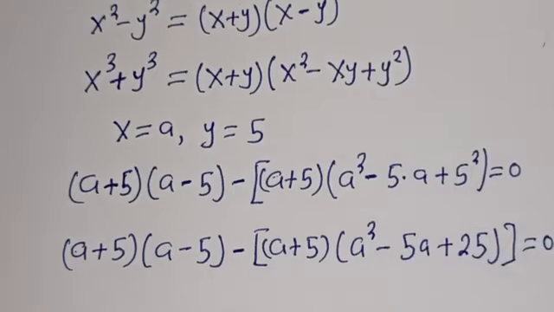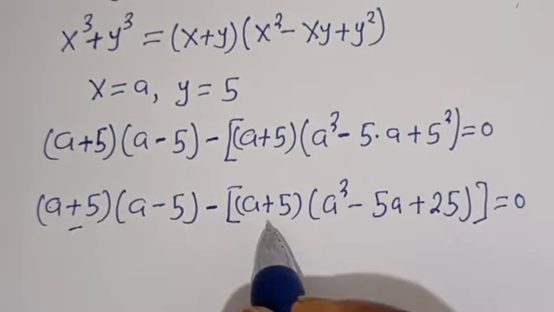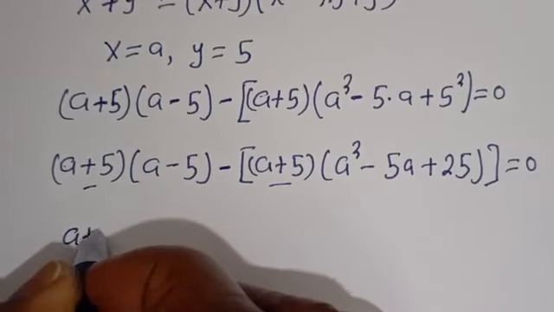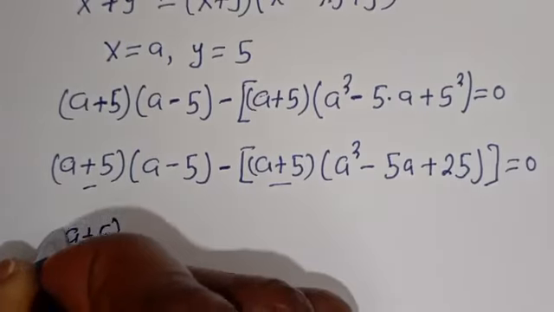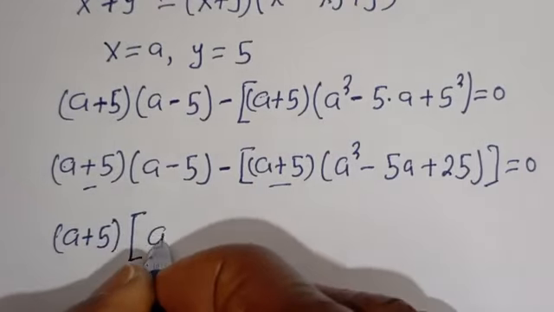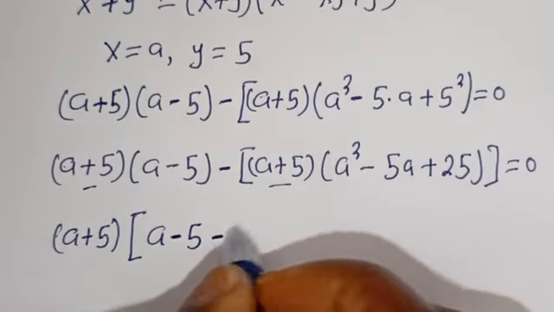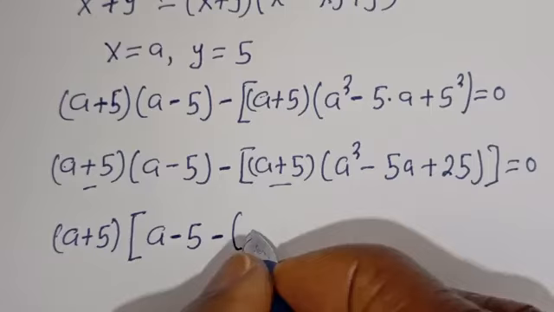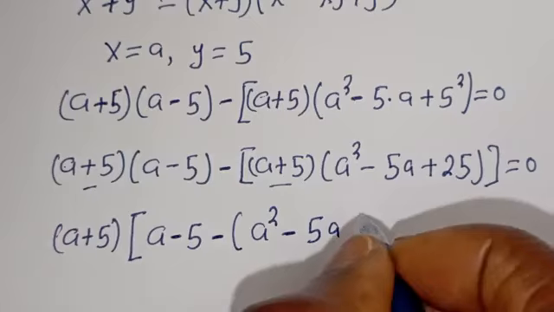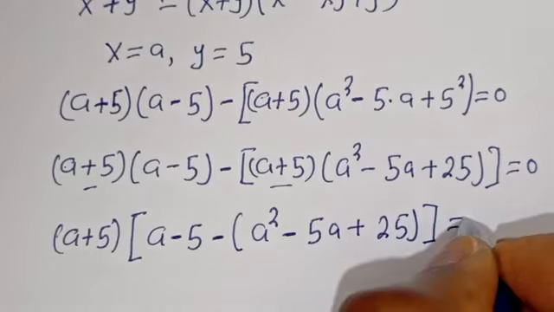is equal to 0. Then if you look at this, here and here, a plus 5 is common. Let's bring it out. We have a plus 5 bracket, then bracket, if you divide this by this, we have a minus 5, then minus, if you divide this by this, we have a squared minus 5a plus 25 is equal to 0.